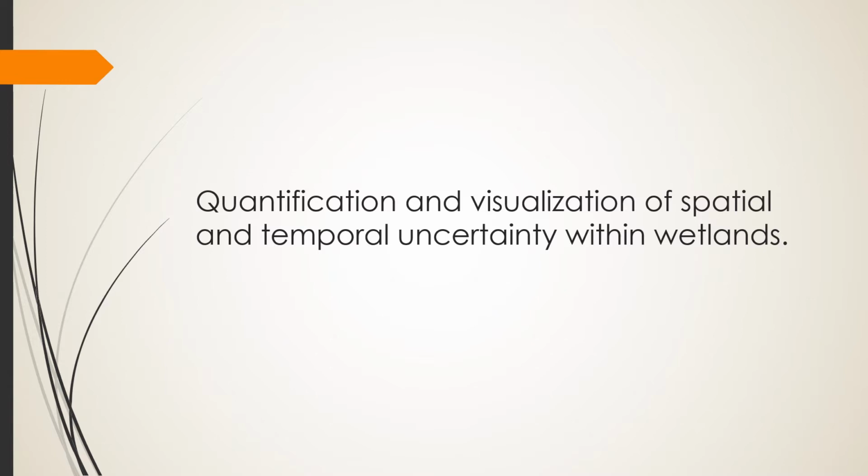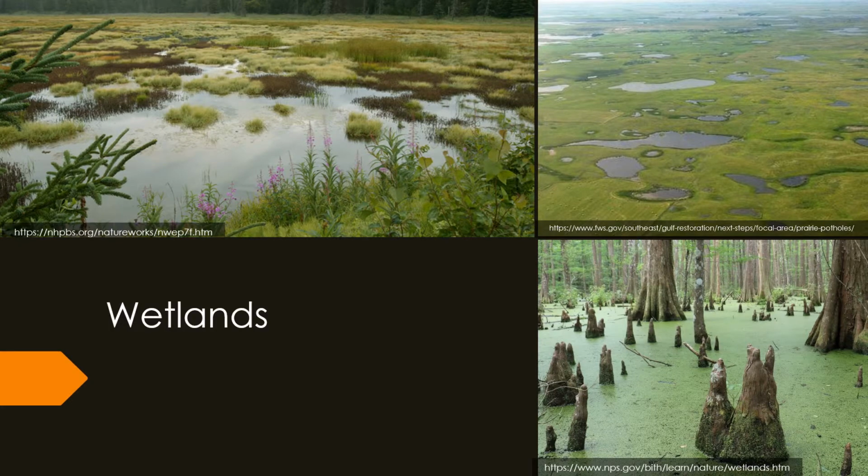So we decided to look at wetlands as a case study and to focus on the quantification and visualization of spatial and temporal uncertainty within wetlands. So wetlands are defined as areas where the ground is saturated with water for varying periods of the year, and this definition includes marshes, swamps, bogs, and fens. And wetlands are extremely important because they provide a variety of ecosystem services such as water purification, flood control, carbon storage, and they're the habitat for a wide variety of plants and animals.